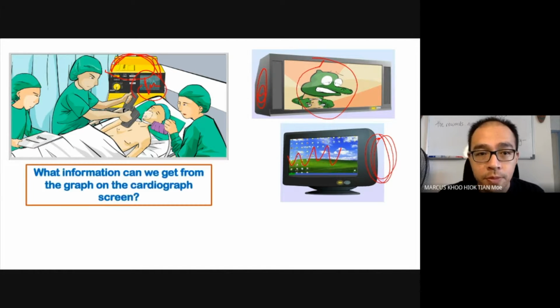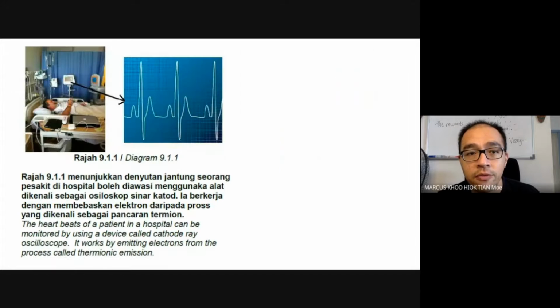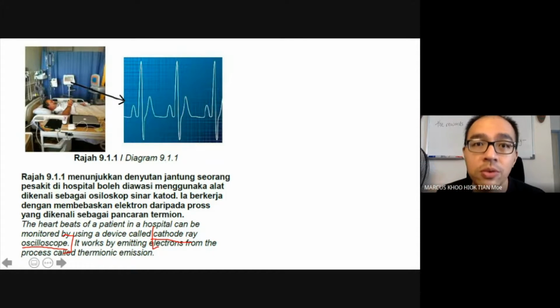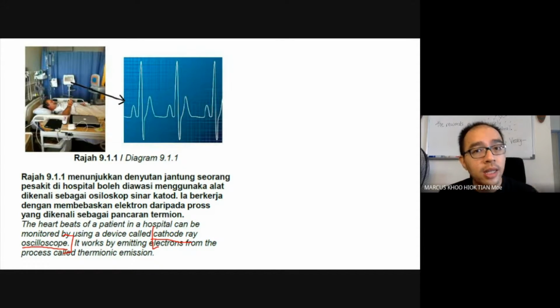Okay, so again, now what information can we get on the graph? Is all this. How is the picture formed on the screen? So the heartbeats of a patient in a hospital can be monitored by using this device, which is called a cathode ray oscilloscope. Okay, so this is probably the most basic thing about electronics. Every electronics student has to know about how the cathode ray oscilloscope functions. Because when you understand how the cathode ray oscilloscope functions, then you will begin to understand the rest of electronics.